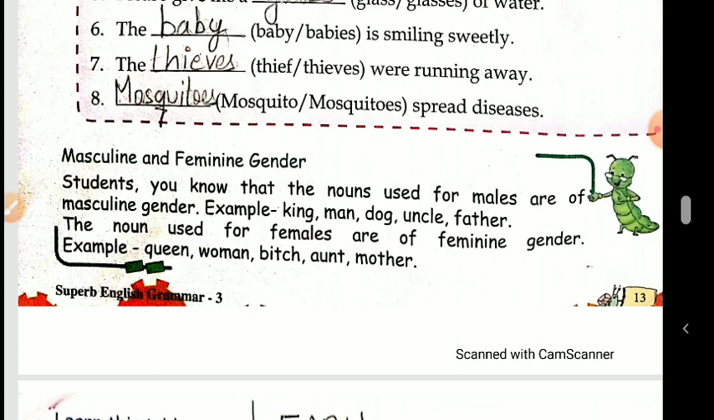Some birds also have male and that female. Like peacock is the masculine gender. It stands for a male peacock. And peahen is for feminine. It stands for a female peacock.